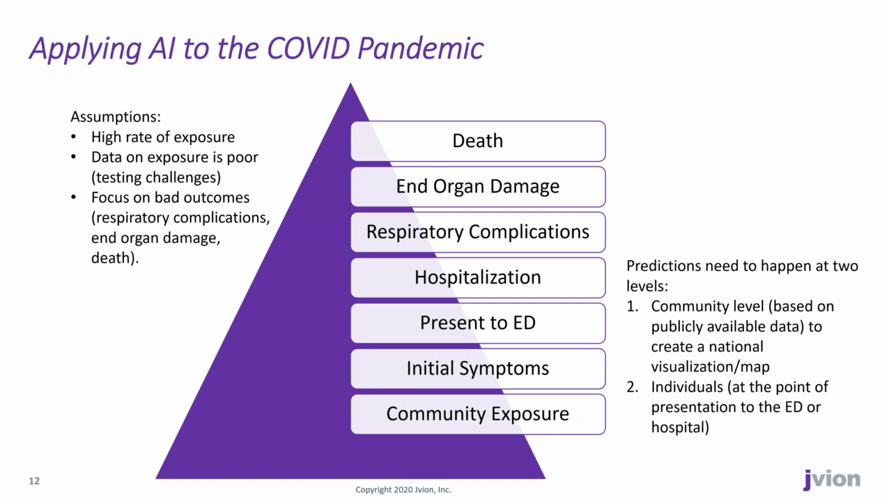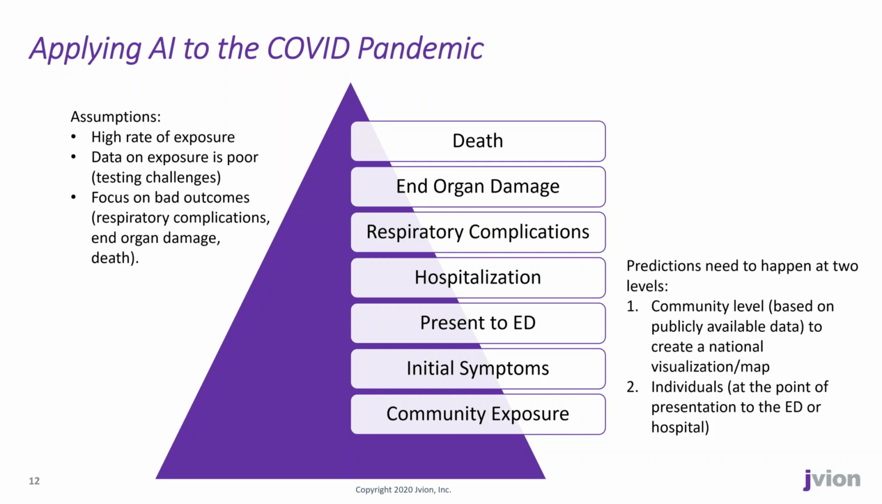What do we know from the H1N1 pandemic? What do we know from the flu and other respiratory conditions? And what do we know about patients being hospitalized and developing sepsis? We know that they all progress through the same trajectory. There's community exposure to initial symptoms, bad enough that you present to the ED, sick enough that you're hospitalized, developing respiratory complications, other end organ damage, and then unfortunately, also death.